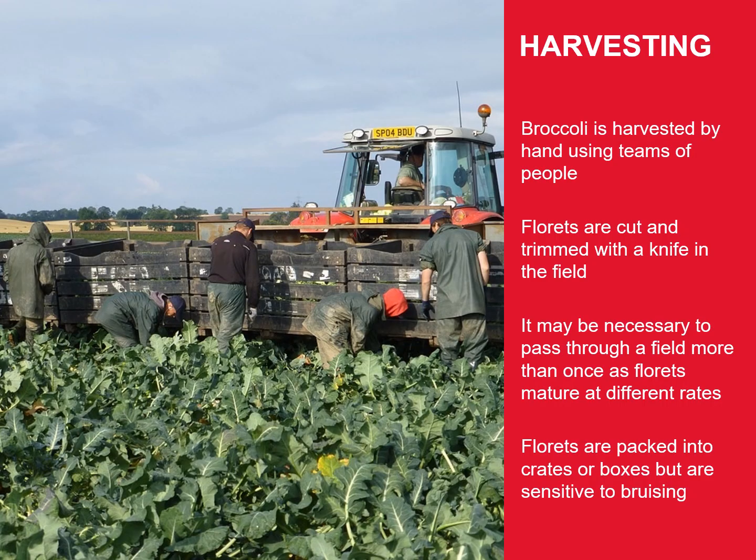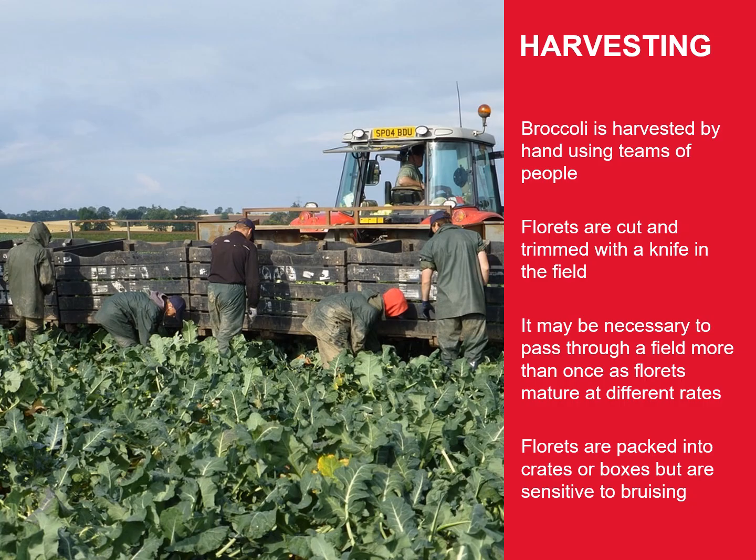So broccoli is usually harvested by hand using teams of people, as you can see in this slide. The florets are cut and trimmed with a knife in the field, and in some cases they can also be packed in the field if it's for the fresh market. It may be necessary to pass through a field more than once, as florets tend to mature at different rates.